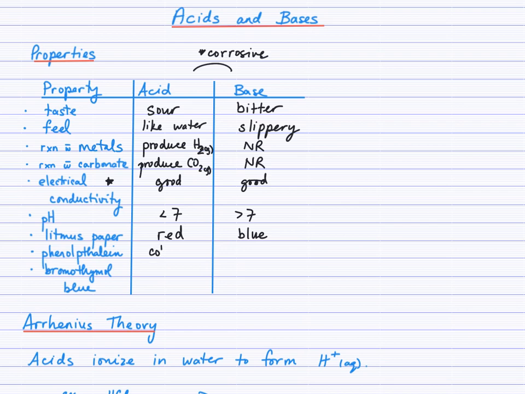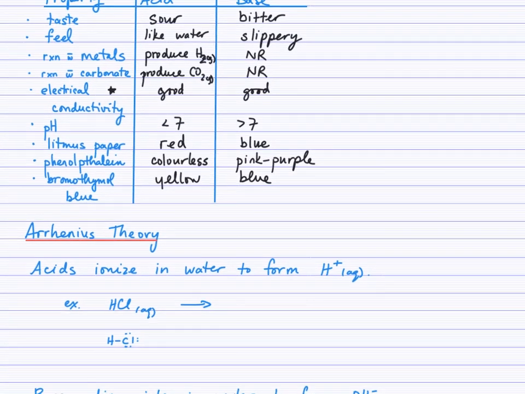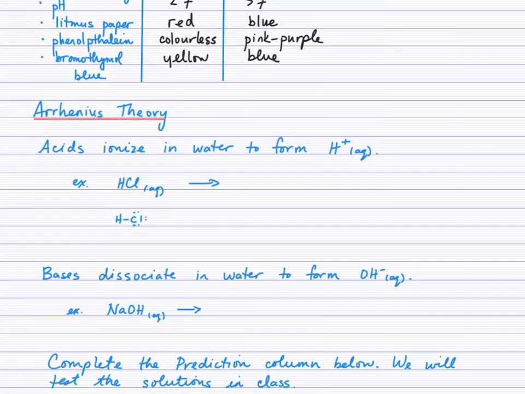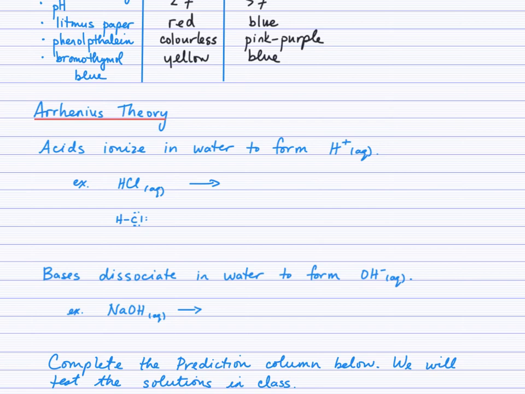Phenolphthalein is an indicator, and again, we'll have a look at these in class, but it's colorless in acid and a bright pink-purple, almost a fuchsia color in base. Bromo blue is typically yellow in acids and blue in base. So you're going to see, I'll bring in some other indicators too. There's a whole range of colors. The acid-base indicator chemistry is really quite pretty and kind of fun to play with. So we'll definitely look at that in class.